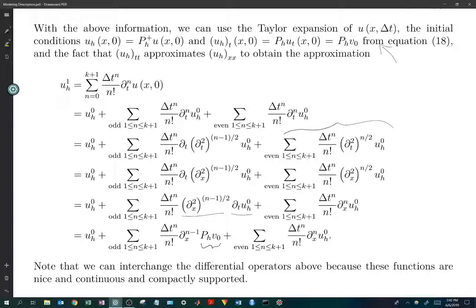But anyways, you see at the end here, everything is in terms of stuff we know. We don't have any time derivatives. Everything else is things that we know and spatial derivatives of things that we know. And so we can compute this.